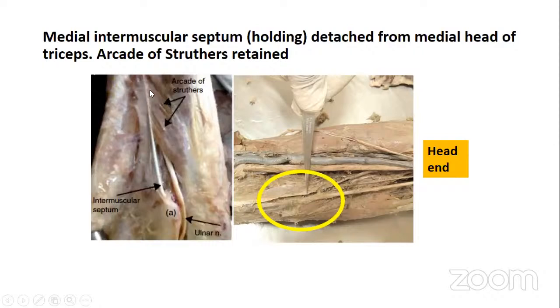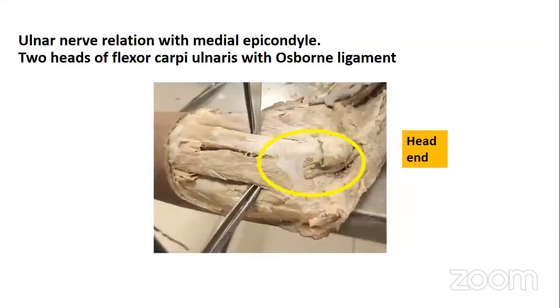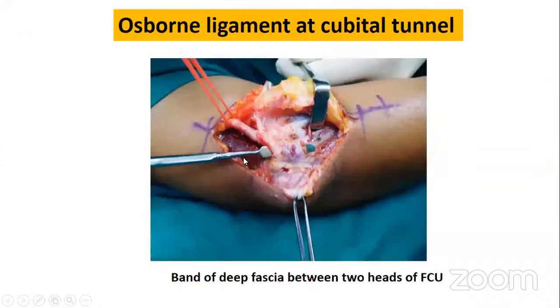This is from a textbook. This is the arcade of Struthers. This is the medial intermuscular septum, and this is where the ulnar nerve comes, behind the medial epicondyle. And then in the cubital tunnel, this is Osborne's ligament, and these are the two heads of the FCU where the nerve enters into the forearm. This is a case we operated. This is a classic Osborne's ligament, but if you see, some muscle fibers are there. This is a very rare anomalous muscle called anconeus epitrochlearis. That is the case I'm trying to show there.